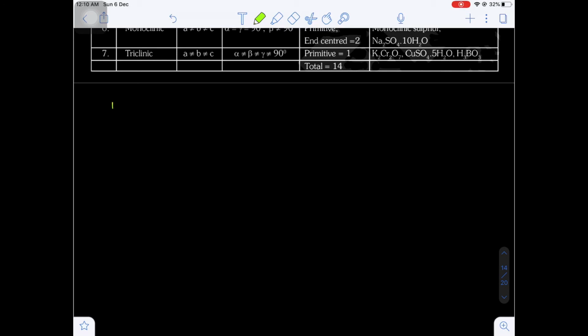Total how many crystal systems will be present? 7 crystal systems. This will be very important. How to remember these 7 crystal systems according to a, b, c and alpha, beta, gamma. The first one we have to remember as follows. The first system will be the cubic system.